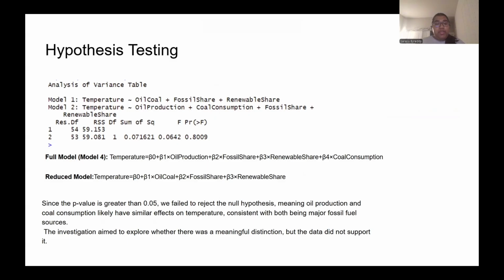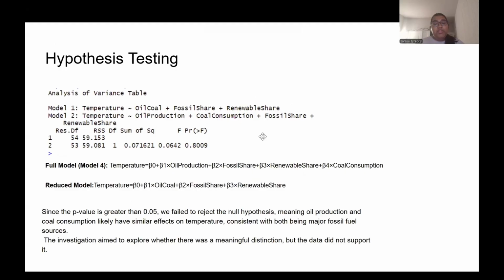Since the p-value is greater than 0.05, we failed to reject the null hypothesis, meaning both oil production and coal consumption likely have similar effects on temperature, which is consistent with both being major fossil fuel sources. This investigation aimed to explore whether there was a meaningful distinction, but the data did not support it.